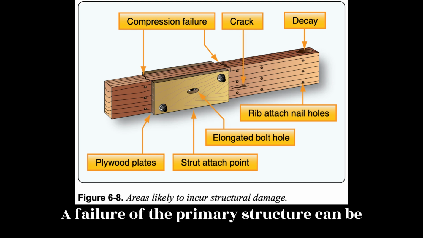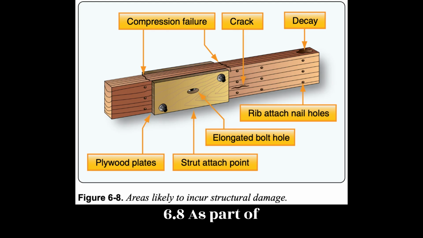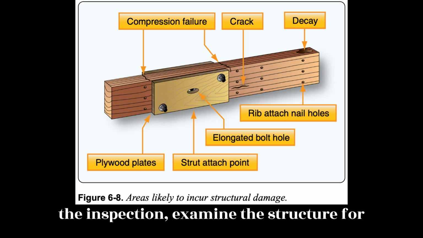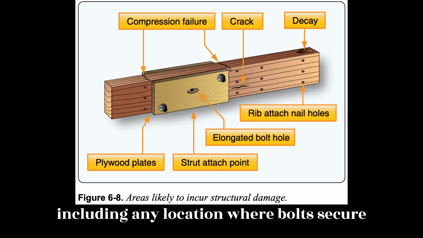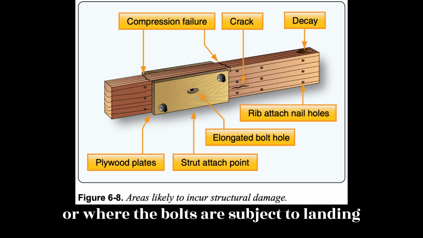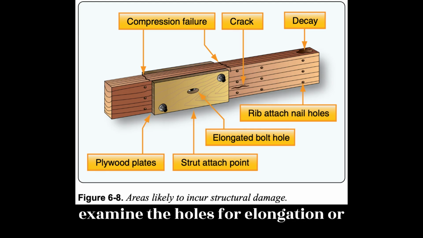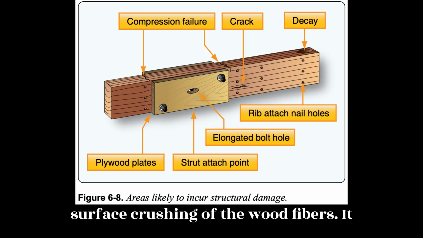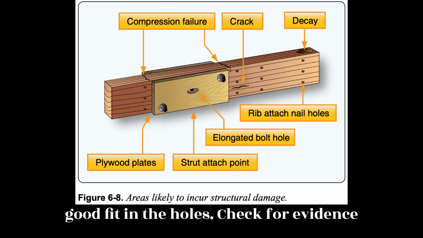A failure of the primary structure can be expected at this point. Figure 6-8. As part of the inspection, examine the structure for other defects of a mechanical nature, including any location where bolts secure fittings that take load-carrying members, or where the bolts are subject to landing or shear loads. Remove the bolts and examine the holes for elongation or surface crushing of the wood fibers. It is important to ensure the bolts are a good fit in the holes.